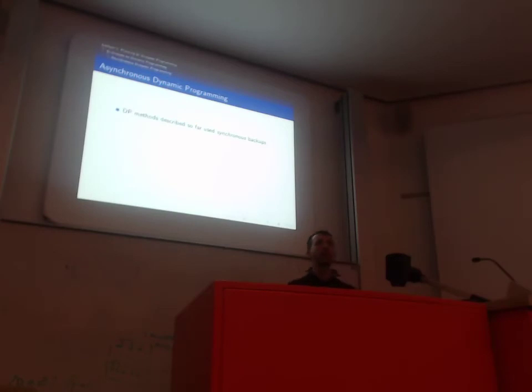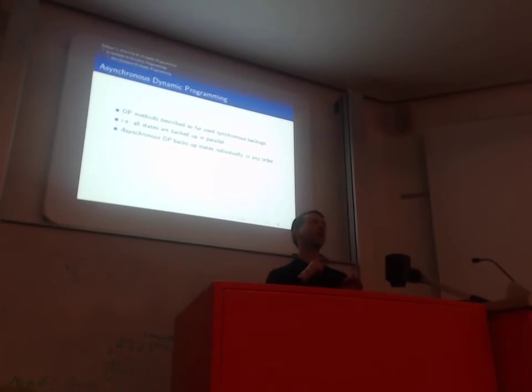So far we talked about these synchronous backups, where in each iteration we updated all states in the state space simultaneously. You can think of this as a parallel computation, where every state gets a chance to be the root, and it's all done in parallel at each iteration. Whereas in asynchronous dynamic programming, we consider one state at a time, and we can do this in any order. They can be done in parallel, they can be done not in parallel.